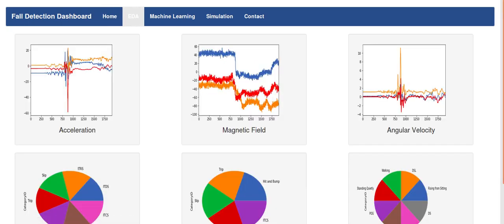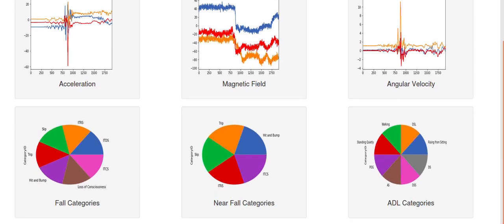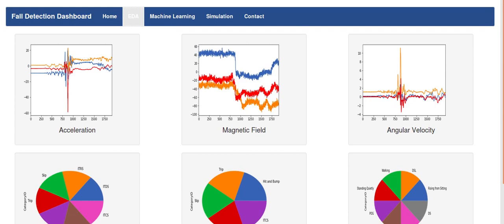Now moving on to the exploratory data analysis, the first three graphs are the static graphs that we have discussed in the previous page. Then the next three graphs are the distribution of subcategories for fall, near fall, and ADL. Basically, these are the types of events performed during a trial, like loss of consciousness for a fall.